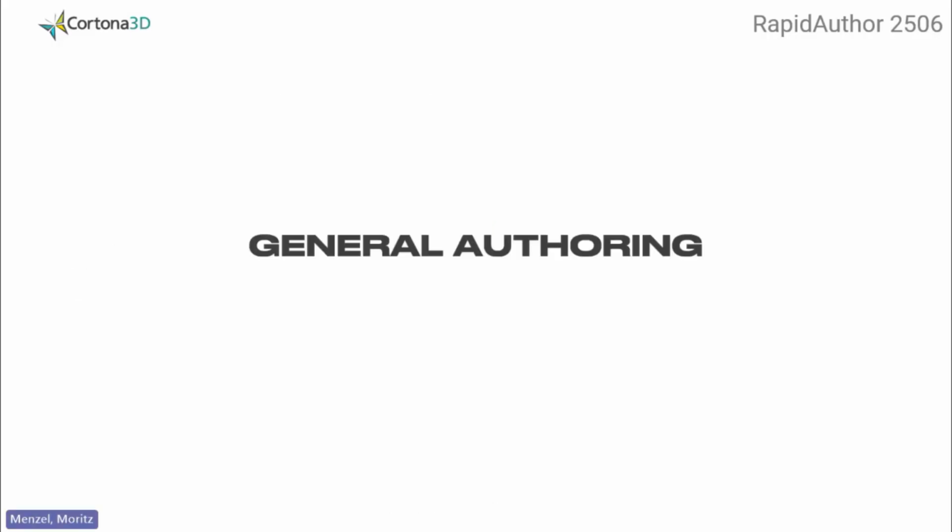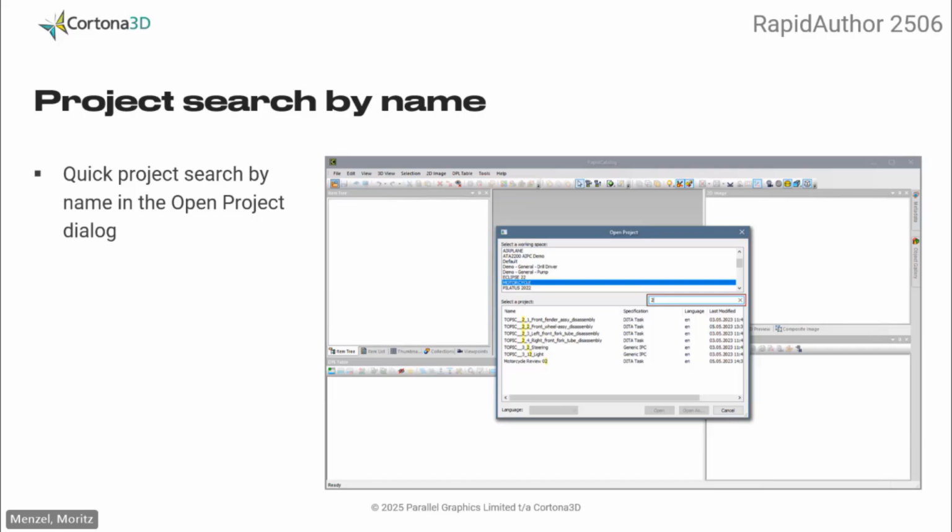Let's now have a look at general authoring improvements. Projects can now be searched by name in the Open Project dialog, so you don't have to waste time scrolling through an especially long project list.